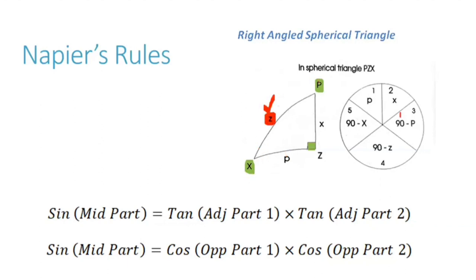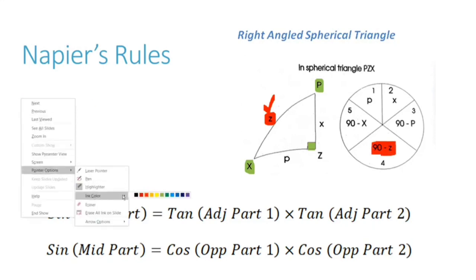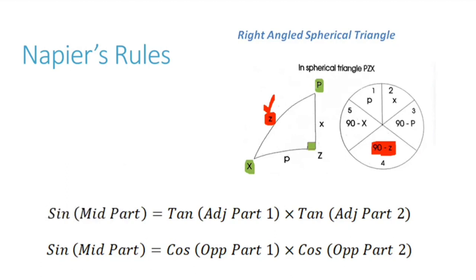Now let's identify these parts in this circular diagram. What we want to find out is small z, and we can see this small z is here in this part. So let me mark this part as red. This is the part which we want to find out. And the parts which are known to us, one part which is known to us is angle P. So you can see here, this is where angle P is. And the next part which is known to us is angle X. This is where angle X is.